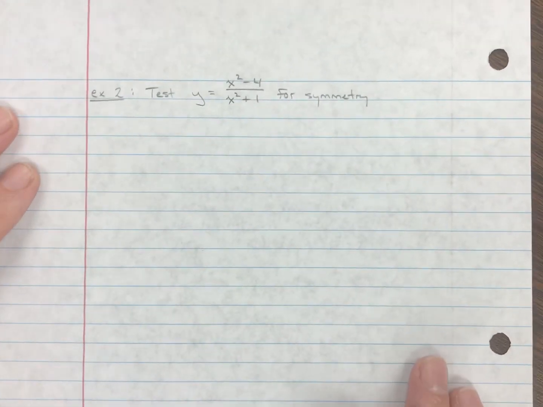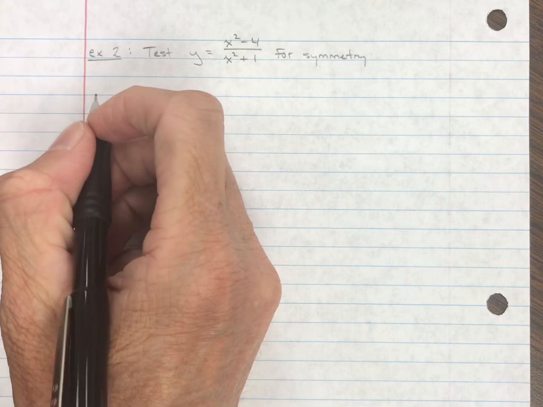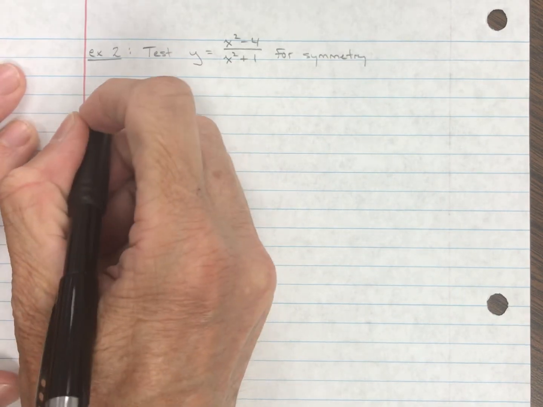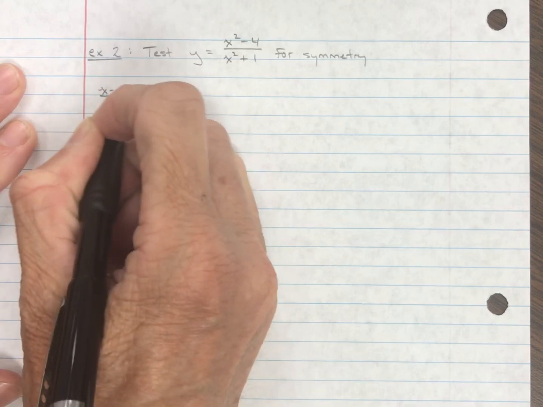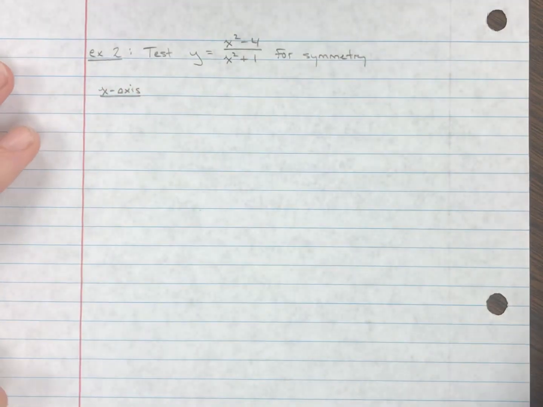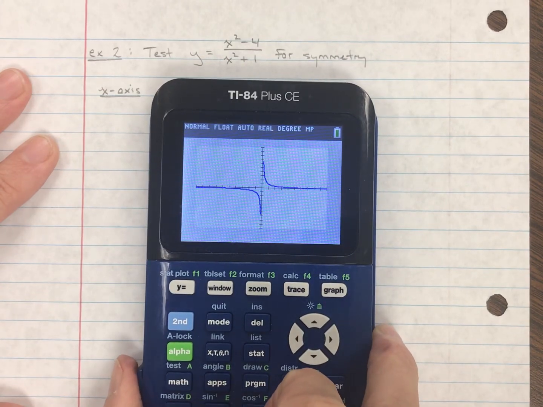Okay, let's do one more example. Example 2 here. Let's test this one for symmetry. Okay, so let's first do the x-axis. Well, I'll tell you what, let's do this first. Let's see what the calculator says, what the graph says first. And then we'll come and do the math.